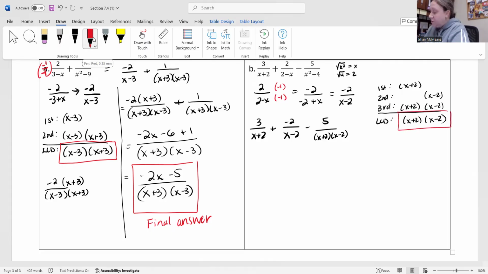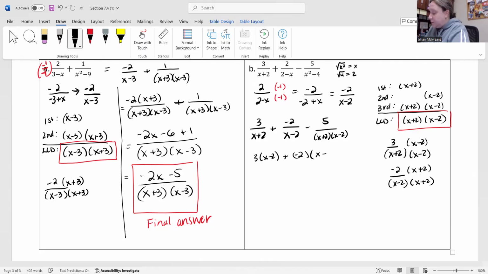So looking at the three terms in the original expression, the third term is good. It already has the denominator as the LCD. The other two expressions need some help. So when I look at 3 over x plus 2, I would have to multiply the denominator by x minus 2 to get the LCD. When I look at negative 2 over x minus 2, I would have to multiply numerator and denominator by x plus 2. So let's see what we have. For the first term, we have 3 times x minus 2. For the second term, I have plus negative 2 times x plus 2. For the third term, I just have minus 5, and then all of that goes over the LCD of x plus 2, x minus 2.